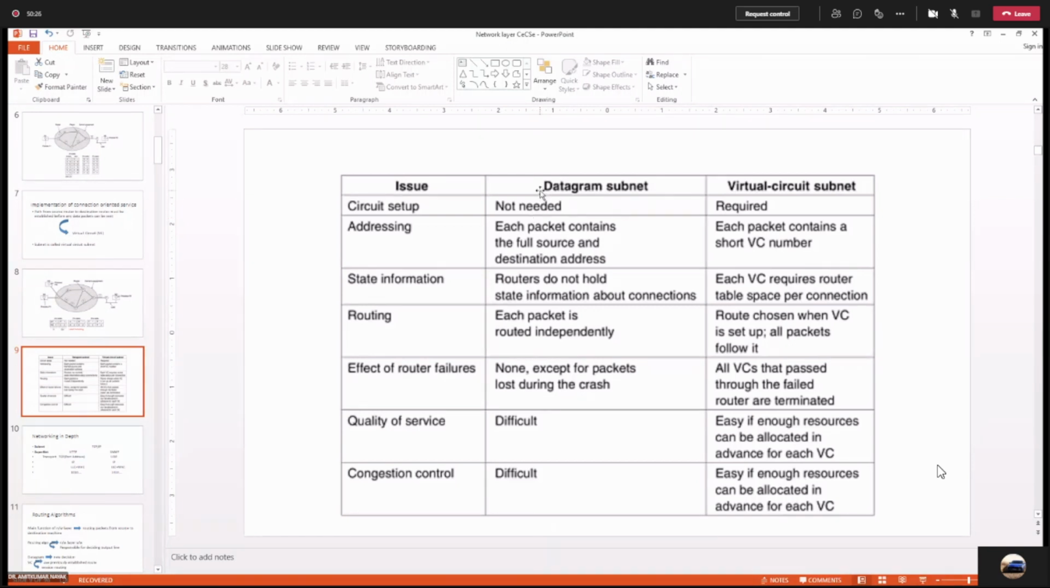So if you consider the control information, if you consider the complexity of the communication, then the complexity of the datagram subnet is very less compared to virtual circuit subnet complexity. It is very difficult to implement virtual circuit subnet because you have to take care of multiple parameters.